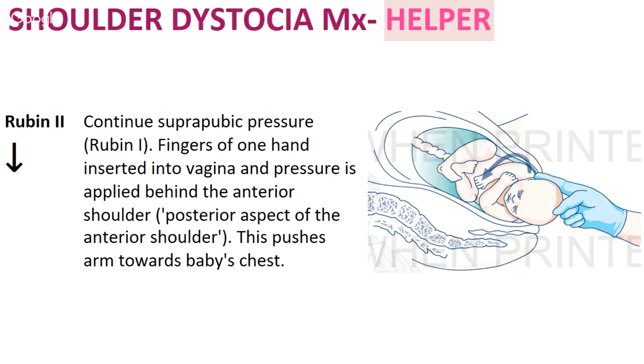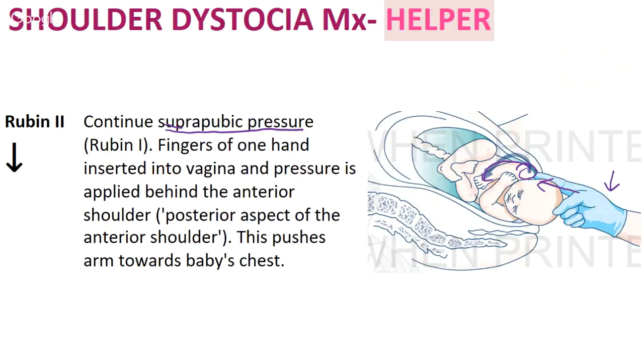So if Rubens 1 fails after 60 seconds, you do this. You continue the suprapubic pressure, okay? Then fingers of one hand, so this is one hand there, is inserted into the vagina, and pressure is applied behind the anterior shoulder, okay? So you're trying to rotate the shoulder out so that you can pull the baby out, because you can see here the shoulder is a little bit stuck, okay?